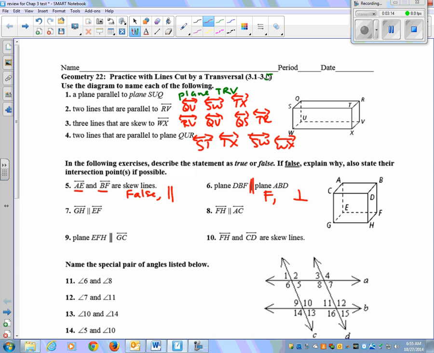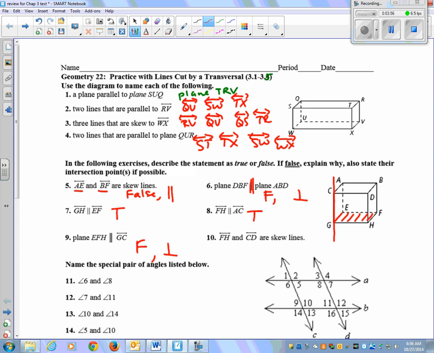GH parallel to EF, that is true. FH parallel to AC, that's true actually, because they could be connected through diagonally. Plane EFH parallel to line GC. Plane EFH is the bottom, parallel to line GC. Nope, not parallel, so that's false. And they're actually perpendicular also.